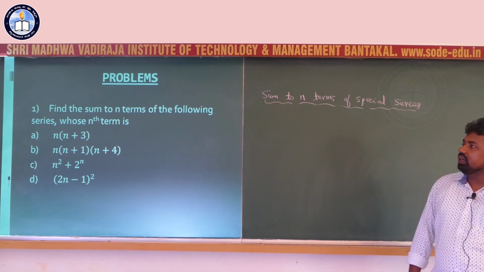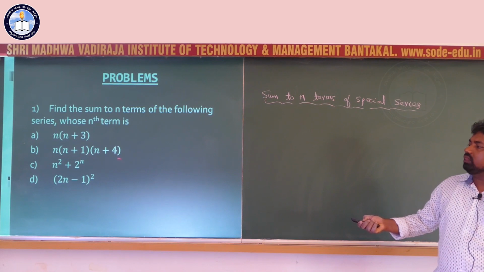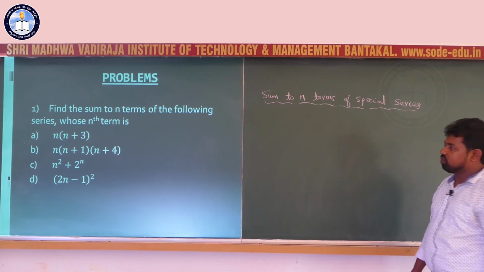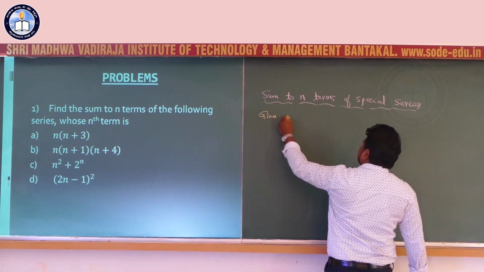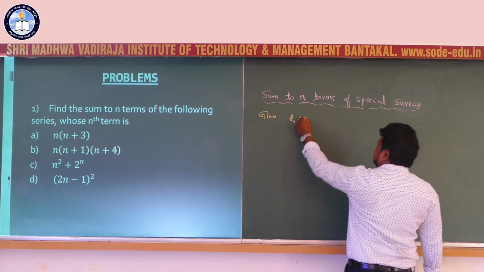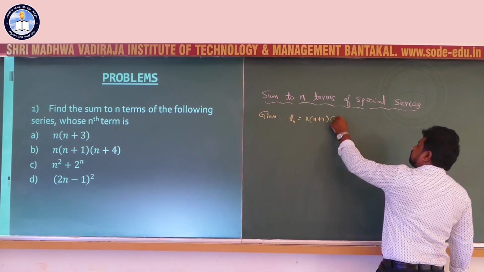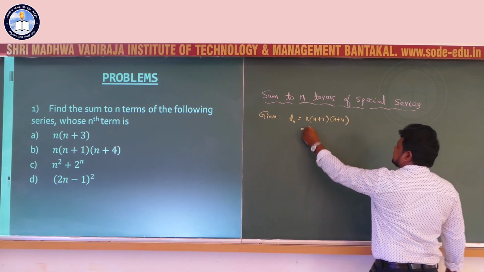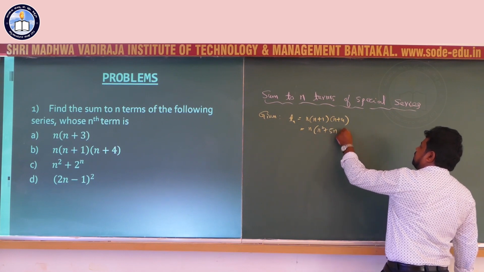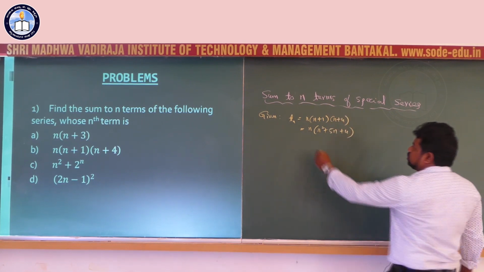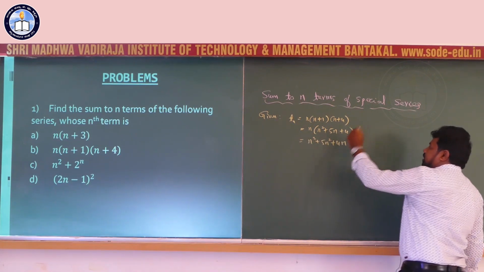Second one, nth term of the series n into n plus 1 into n plus 4. Nth term given, Tn equal to n into n plus 1 into n plus 4. We can write it as n into, multiplying these two, n square plus 5n plus 4. That is equal to n cube plus 5n square plus 4n.